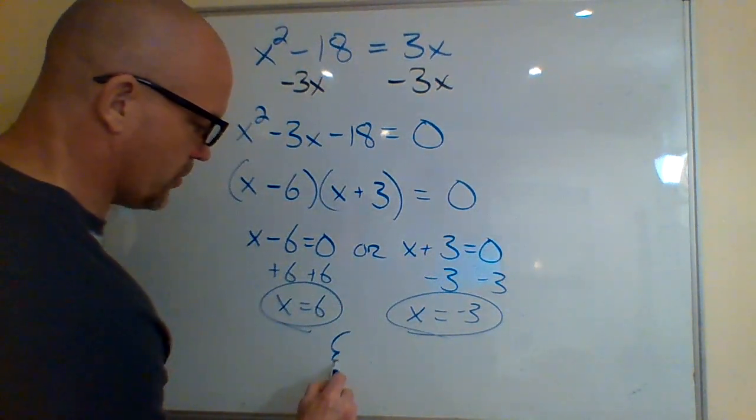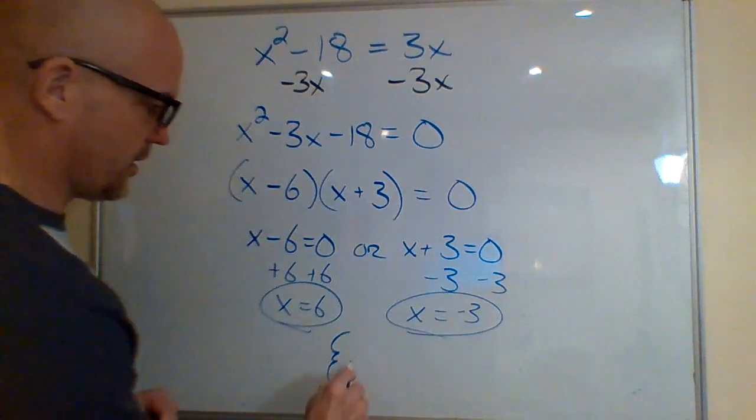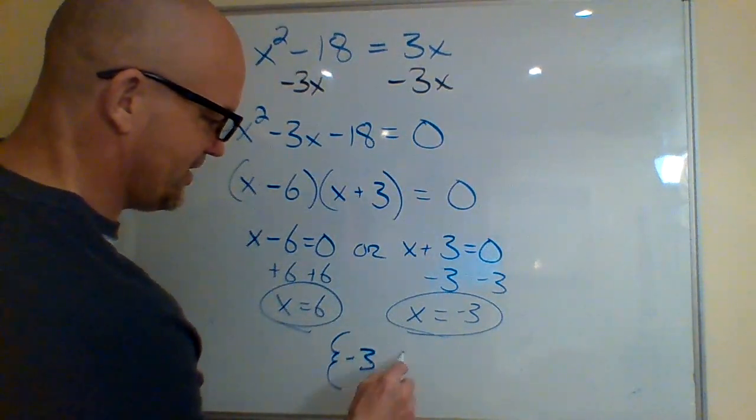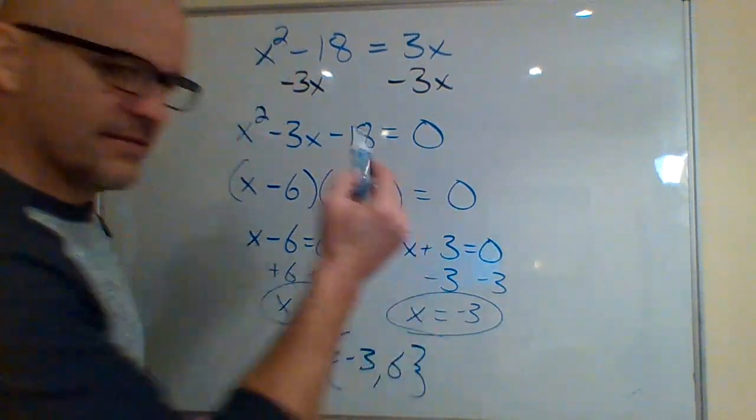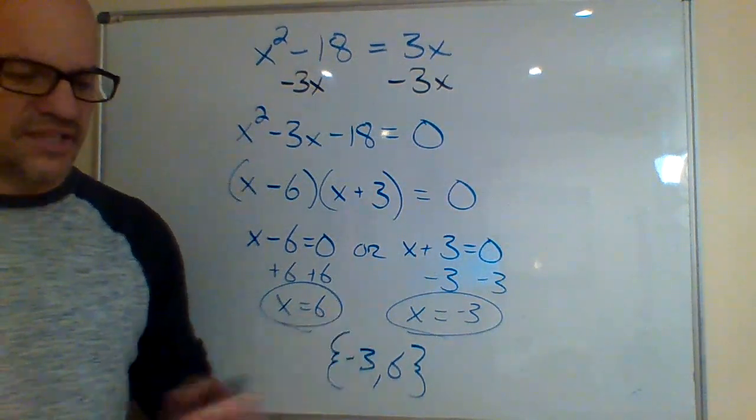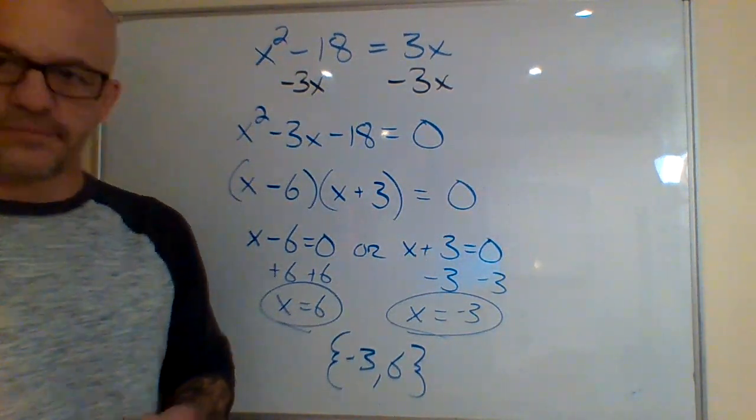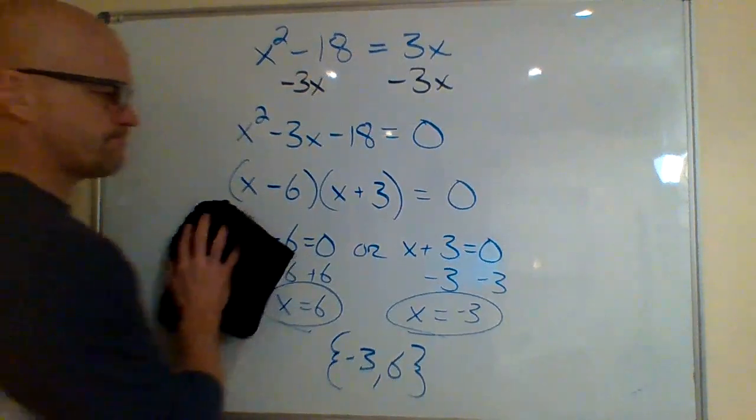Putting them in ascending order. I'm trying to do a better set bracket there. Negative 3, 6. That's it. Simple enough. Let's step it up a little bit.